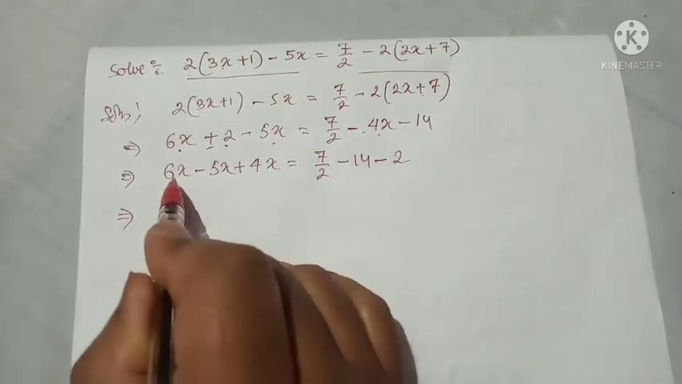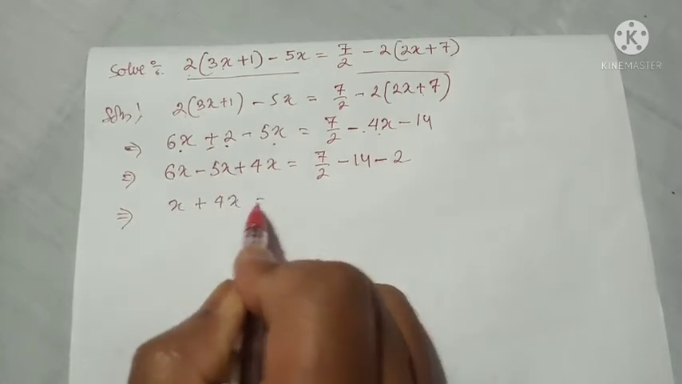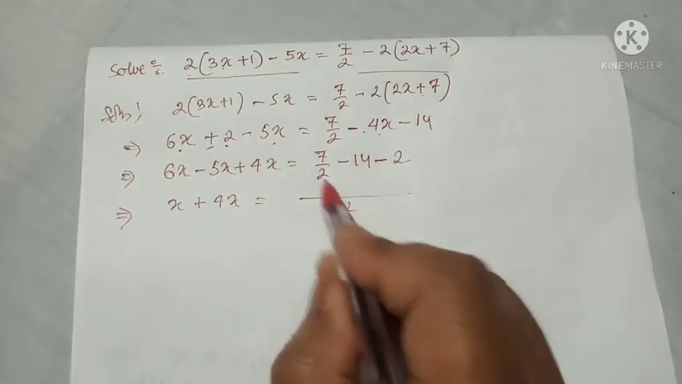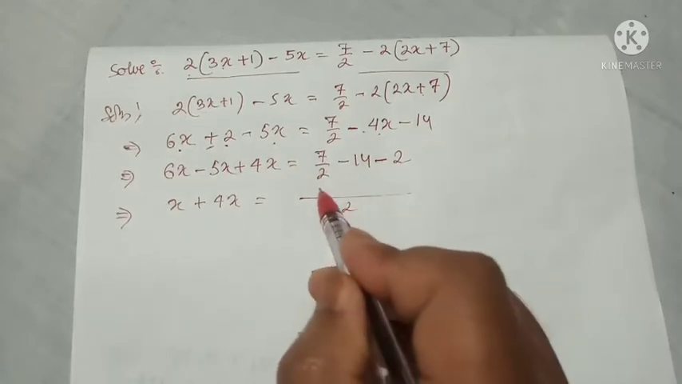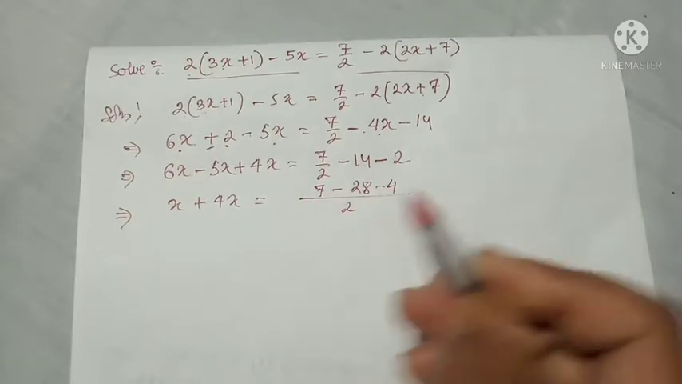Here comes 6x minus 5x, which is only x, plus 4x. Here we have to take the LCM. The LCM of 2 is 2. If you divide by 2, then this will be 7. Here comes 28. Here comes 4.